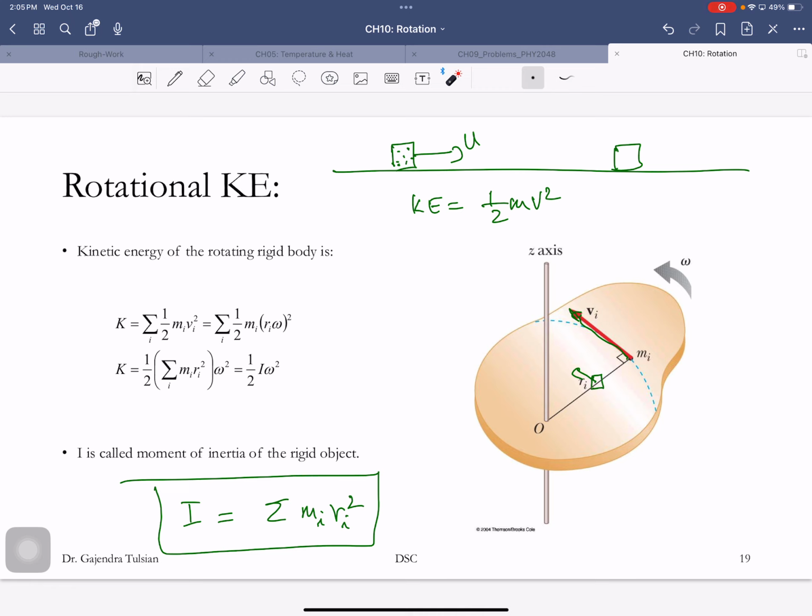Here's the difference. The mass of an object doesn't change, but the moment of inertia of a given object can have infinite values. The moment of inertia of this object about this axis is different than about this axis, which is different than about that axis. So the moment of inertia depends on the choice of axis, because these r distances will change.